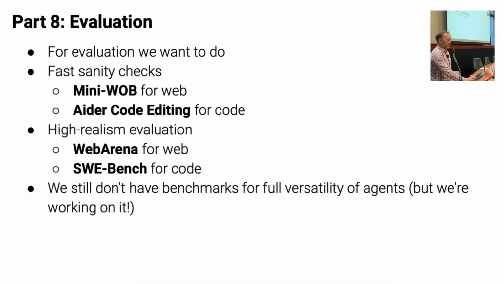But we also want highly realistic evaluation. So for the web, we have something called Web Arena that we created at CMU. This is web navigation on real open source websites. So it's open source websites that are actually used to serve shops or bulletin boards or other things like this. And for code, we use SWE-Bench, which I think a lot of people may have heard of. It's a coding benchmark that comes from real-world pull requests on GitHub. So if you can solve those, you can also probably solve other real-world pull requests.